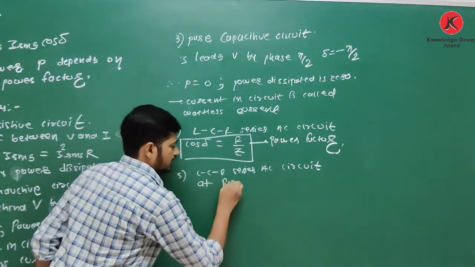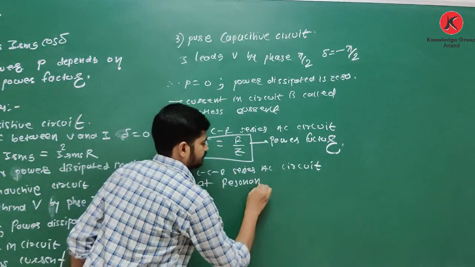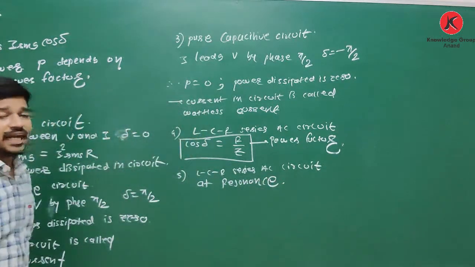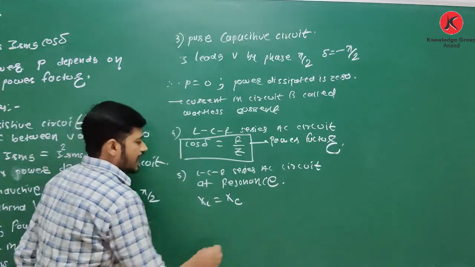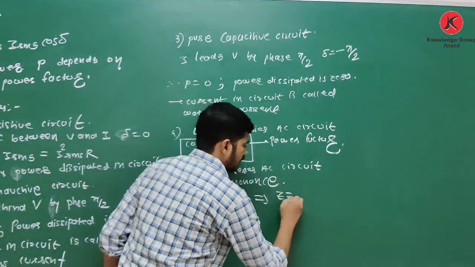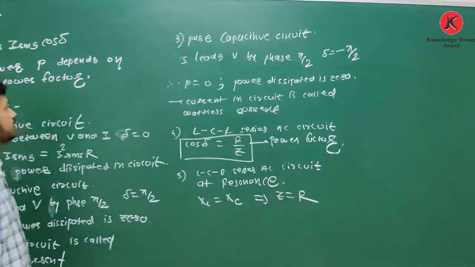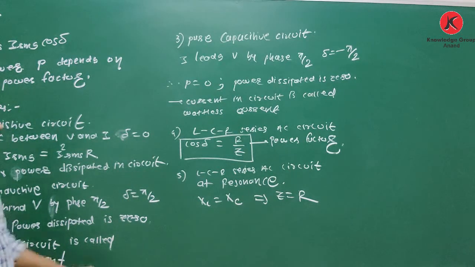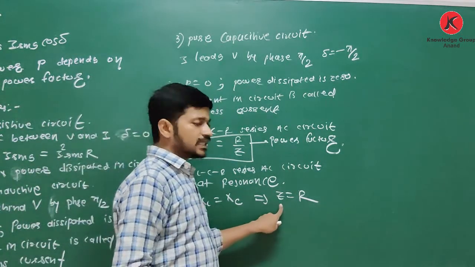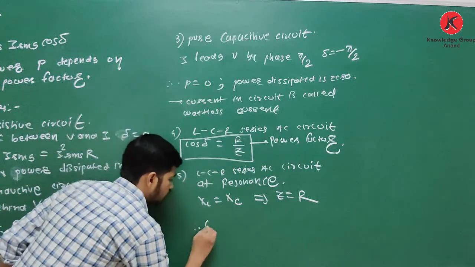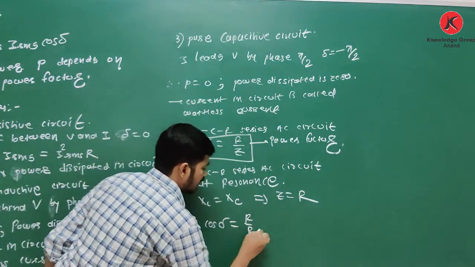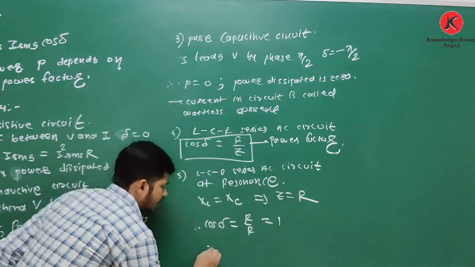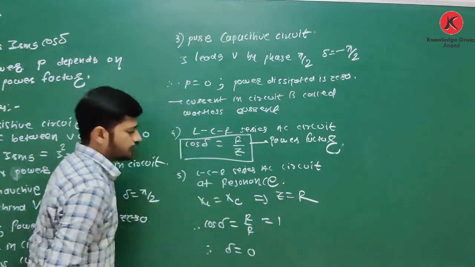at resonance, we know that XL is equal to XC, and therefore Z is equal to only R. Here XL is equal to XC, that means Z is equal to only R, and therefore cos del is equal to R upon R, which is 1, and therefore del is equal to 0.